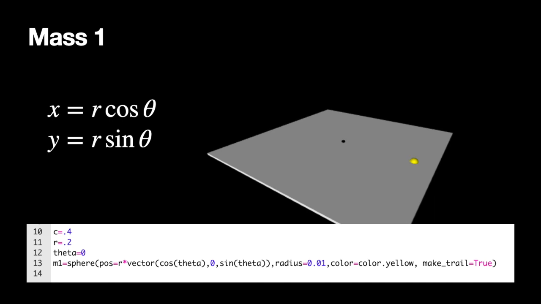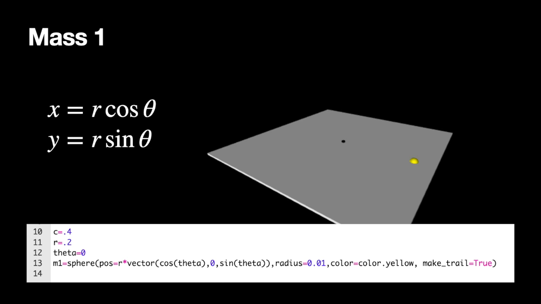So a couple things. I need some constants here. C is the total length of the string, and I'm going to use that later. So then I pick a value for r. I'm going to just pick 20 centimeters because the table's half a meter. I picked a value for theta, and then M1 is an object. It's called a sphere. And so the sphere has really two important properties: the position, which is the location of the center of the sphere, and the radius.